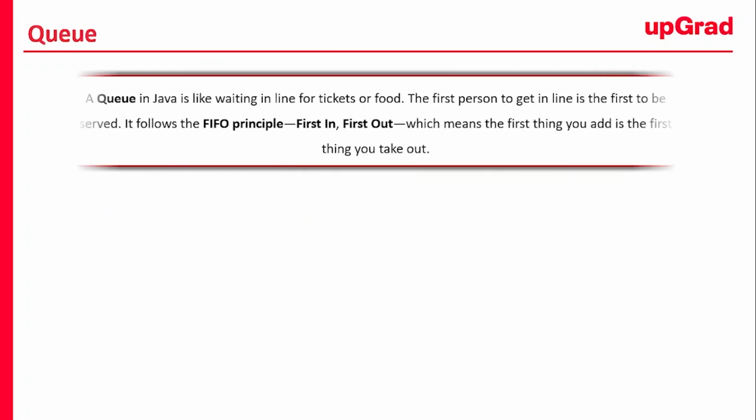All right. Queue is there. A queue in Java is like waiting in line for tickets or food. The first person to get in line is the first to be served. It follows the first in, first out principle, also known as the FIFO principle, which means the first thing you add is the first thing you take out. It's an interface, so you can use classes like LinkedList or PriorityQueue to create a queue. Perfect for managing things where the order matters the most, like customer service or task scheduling. All right, so you can just have a look.